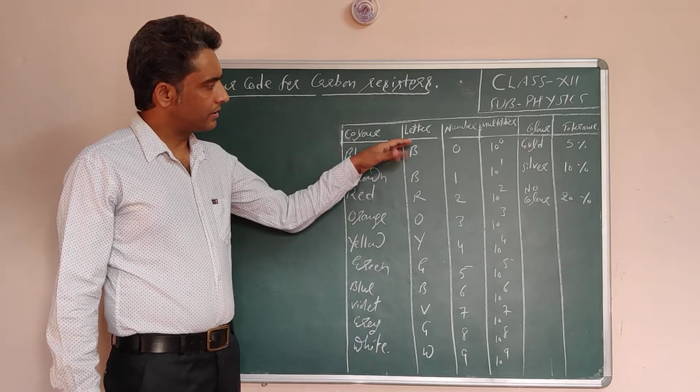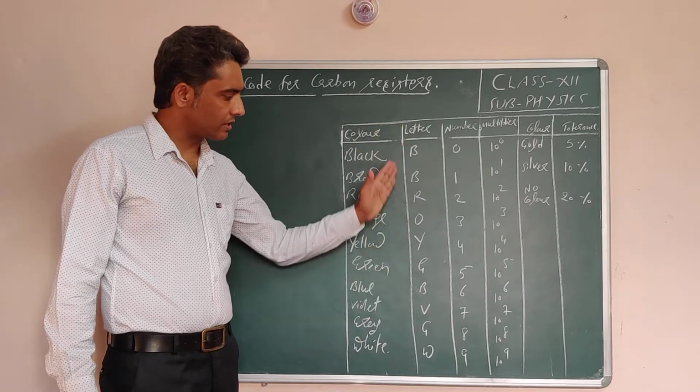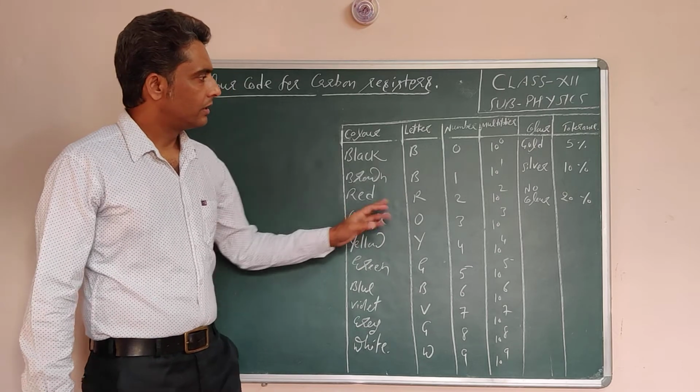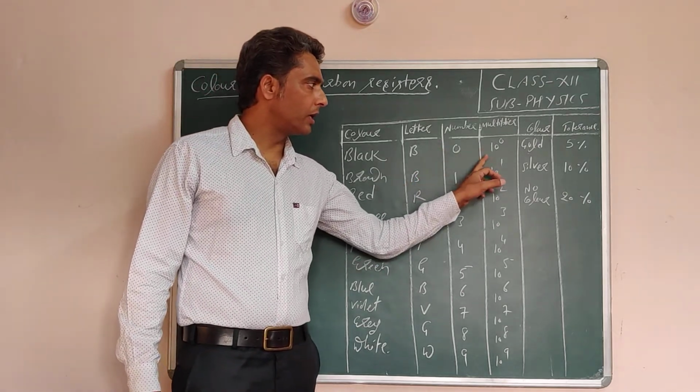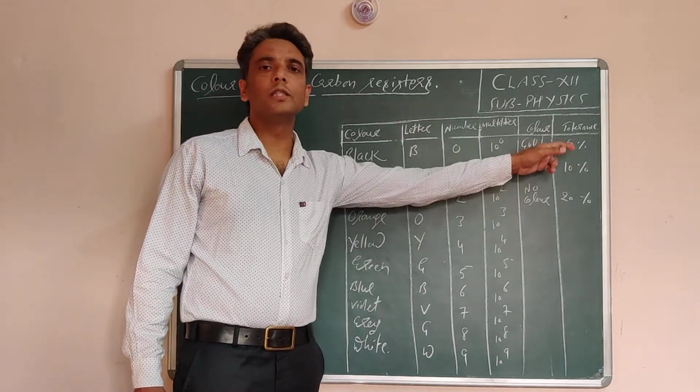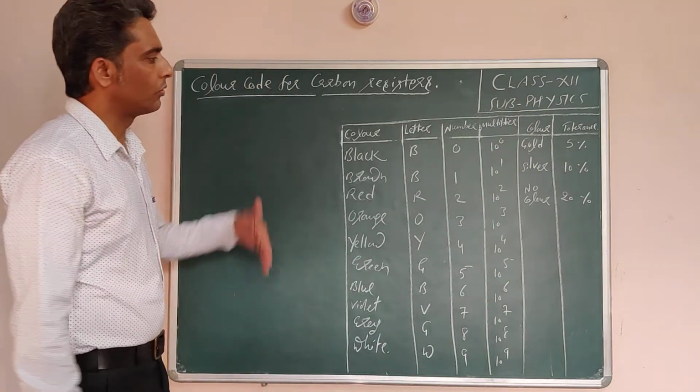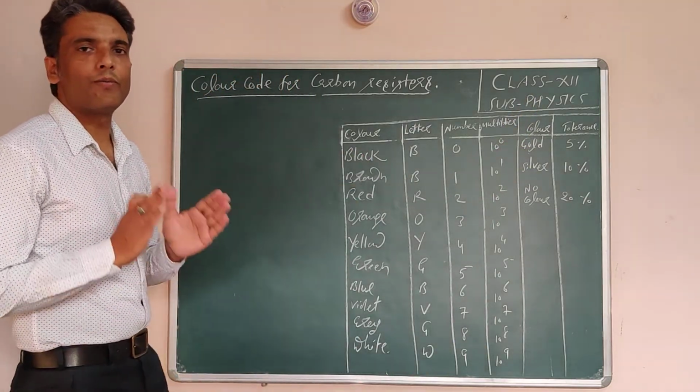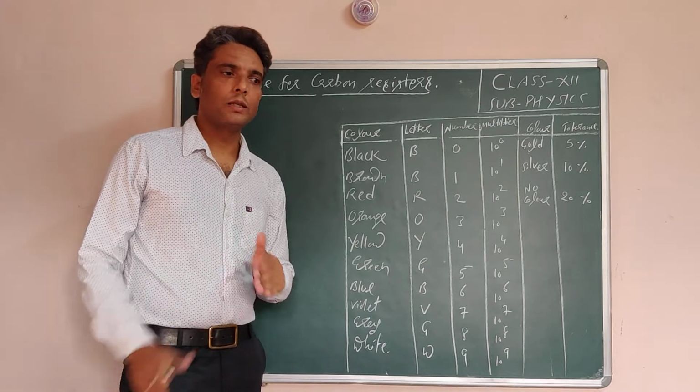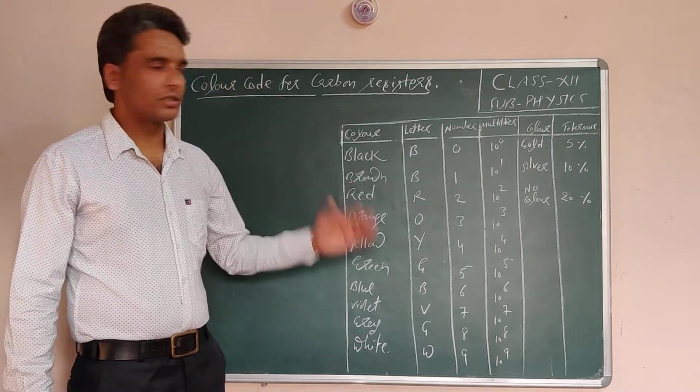And this column represents the first letter of these colors. This is number, multiplier, again some colors, and the last one is tolerance. Now, how to use this table for finding the resistance mentioned on the resistors?